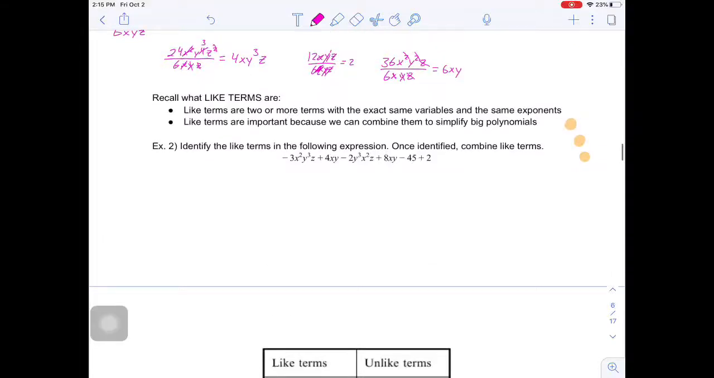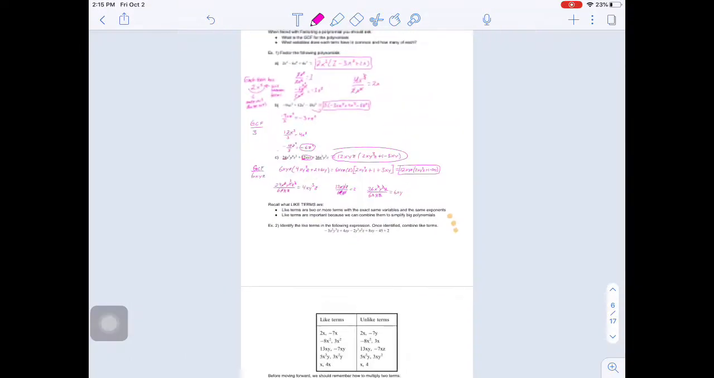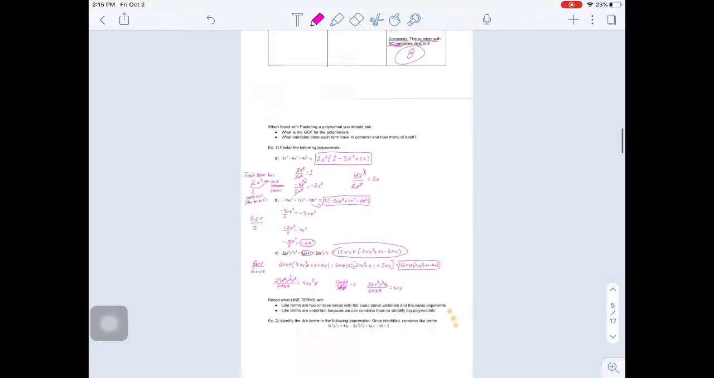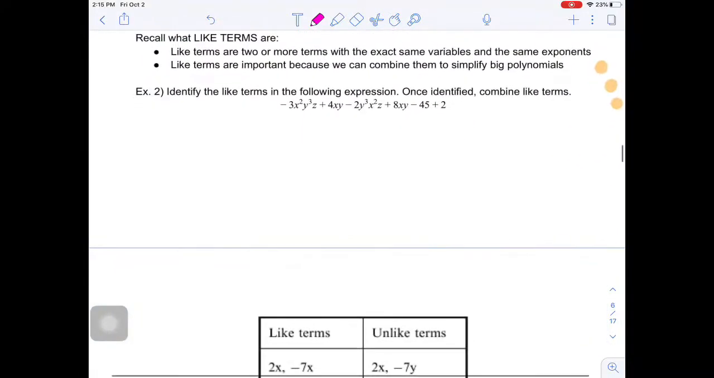So this is now part 2 of 3.3, I believe, yes. Okay, so we are now on to part 2. Now here, we have to recall some things from grade 9, like what like terms are. Like terms are two or more terms with the exact same variables with the exact same exponents. Like terms are important because we can combine them to simplify big polynomials.